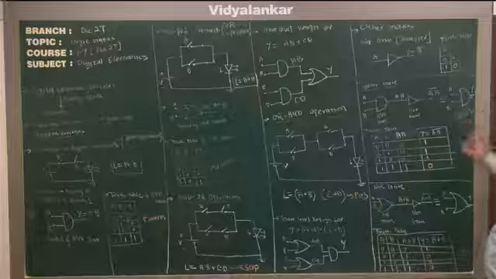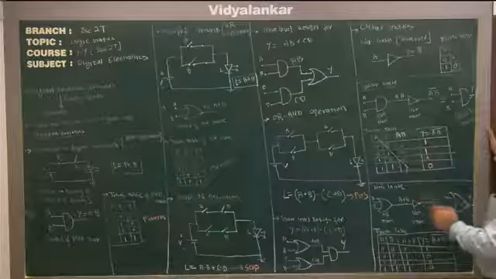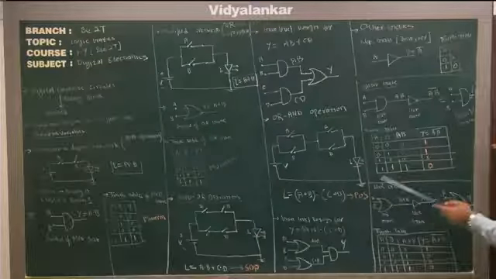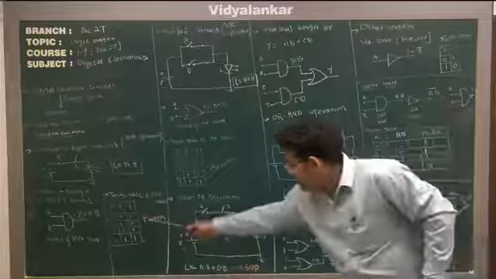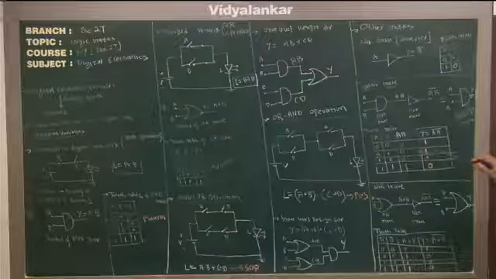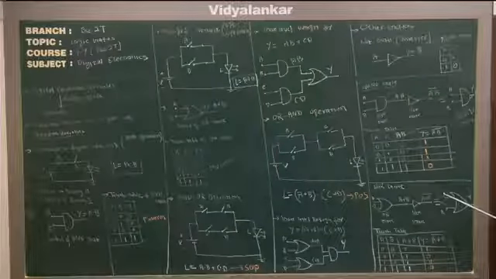Now if I draw the truth table, see A, B, this part is same as AND gate, just inverted. So it was 0, 0, 0, so now 1, 1, 1, 0. Complement of this.